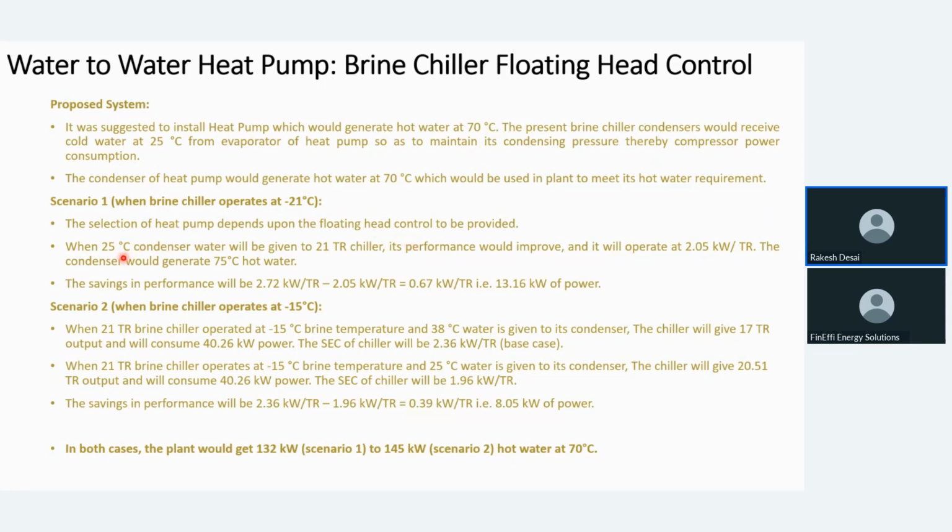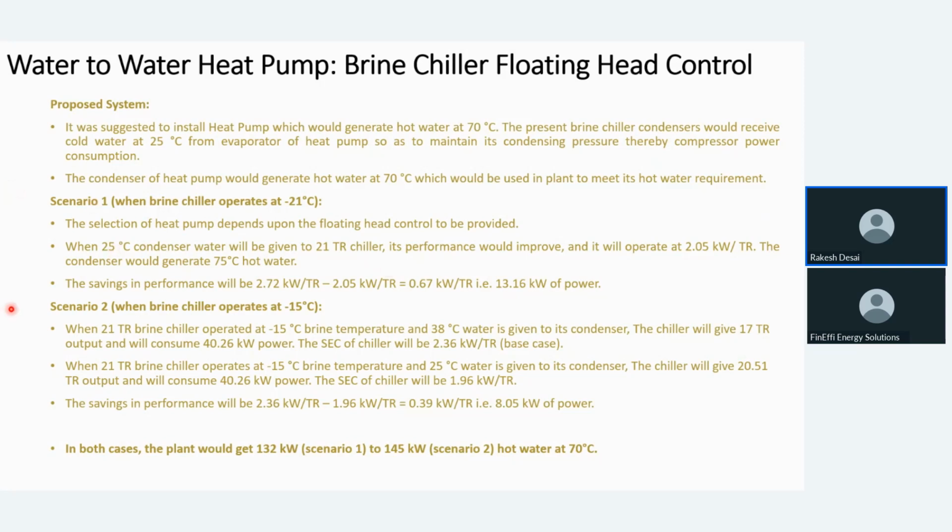So when 25 degrees centigrade condenser water is given to the 21 TR chiller, its performance will improve and it will operate at 2.05 kW per TR. Please remember, earlier it was operating at 2.72 kW per TR. Now it will operate at an improved performance of 2.05 kW per TR, and the condenser will generate 75 degrees centigrade hot water. So the saving will be 2.72 minus 2.05, that is 0.67 kW per TR. Multiplying by the TR generation, around 13 kW of power reduction will take place if we use scenario 1.